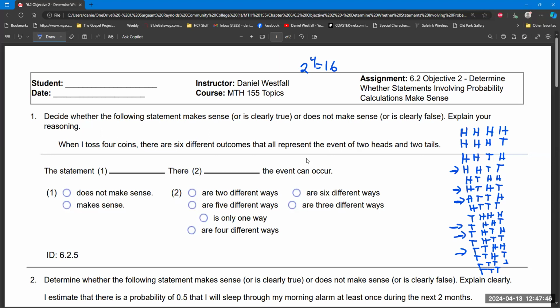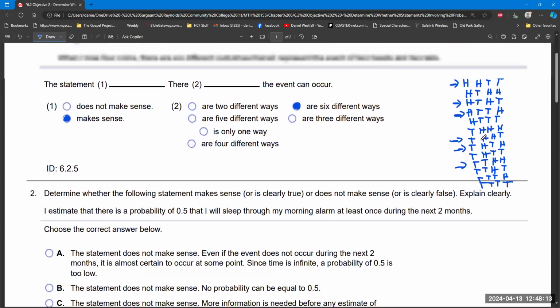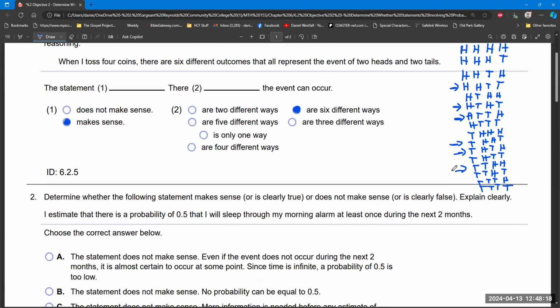So that's exactly what they just told us, that there were 6 different outcomes that were in the event that we were interested in. Did they mean for us to brute force this? I don't know. Maybe they just wanted you to intuitively figure that out, but I think we needed to make a chart there and show you that there actually were 6 possible outcomes here.